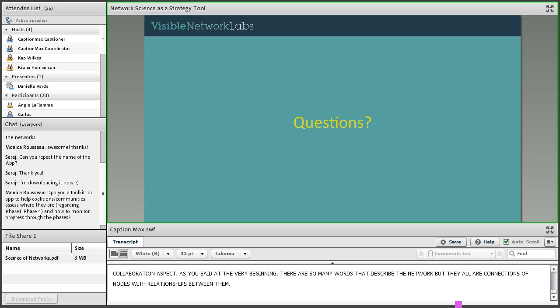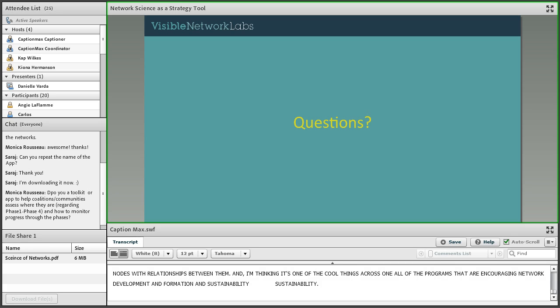But I wanted to say, Danielle, that one of the challenges of networks is figuring out how to measure the collaboration aspect. And as you said at the very beginning, there's so many words that describe a network, but they all are connections of nodes with relationships between them.